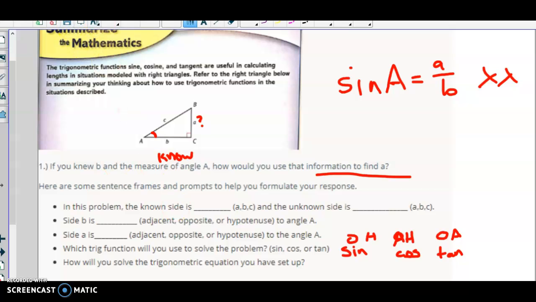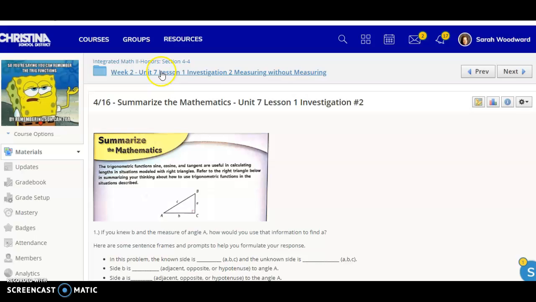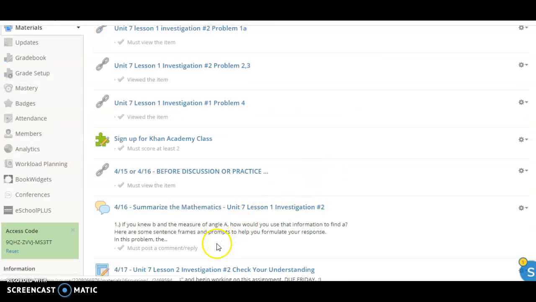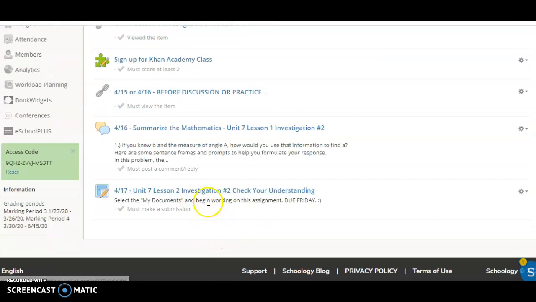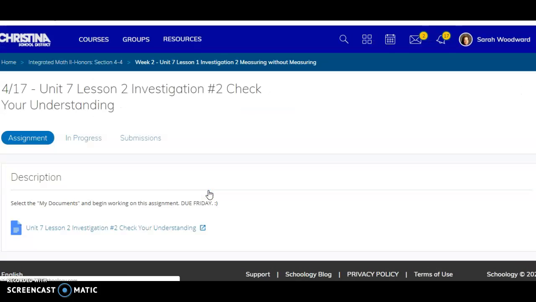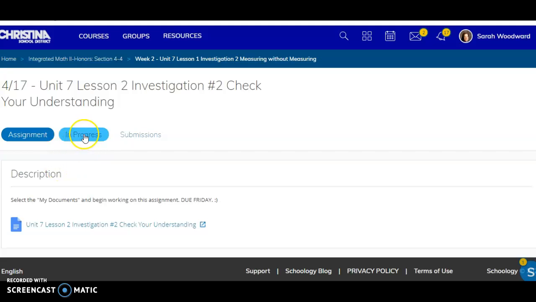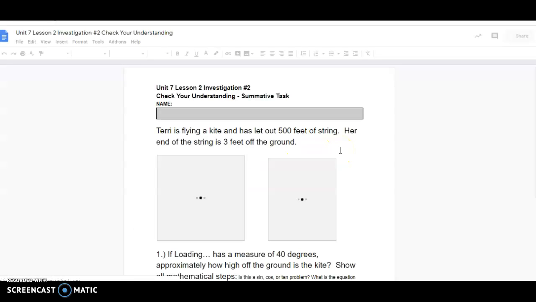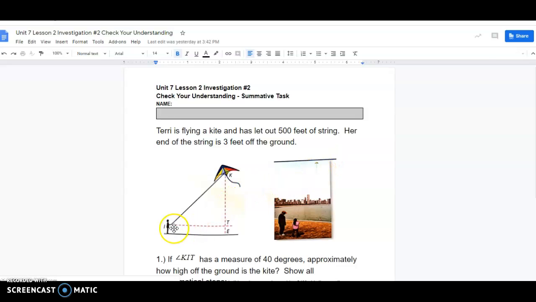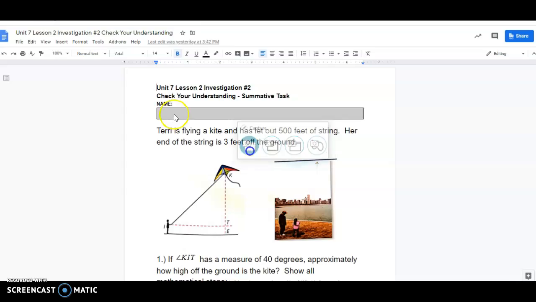All right, so let's take it back to our Schoology. We have one more assignment. So the last thing you have to do is in this right here. Here it says in progress and submissions, but for this you would hit my documents, and it's pretty cool. It's like 2 questions. It's like somebody with a kite, Terry with a kite, and here's her kite. She has 500 feet of string, right? So you're going to think 500 feet of string.